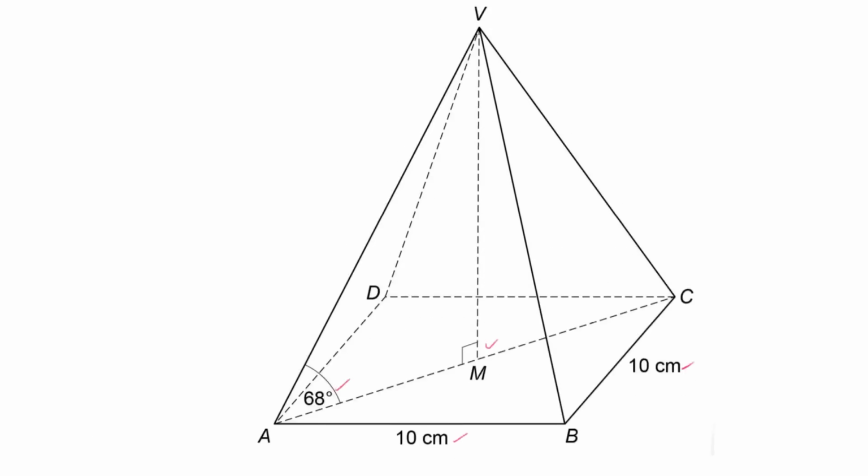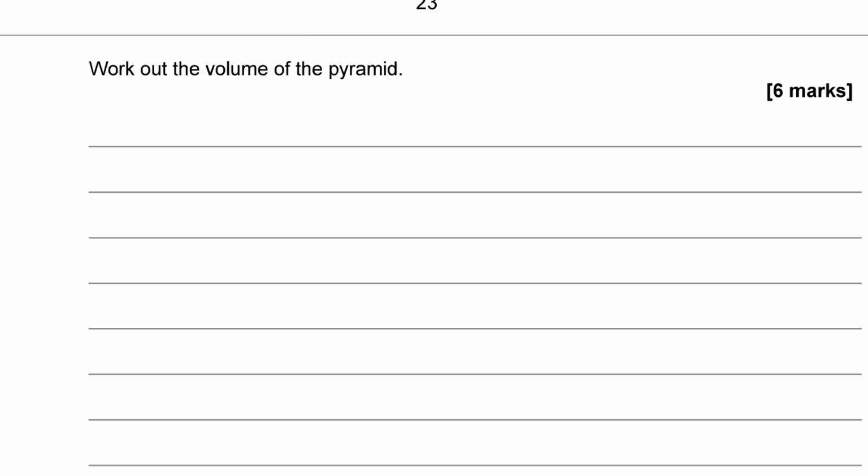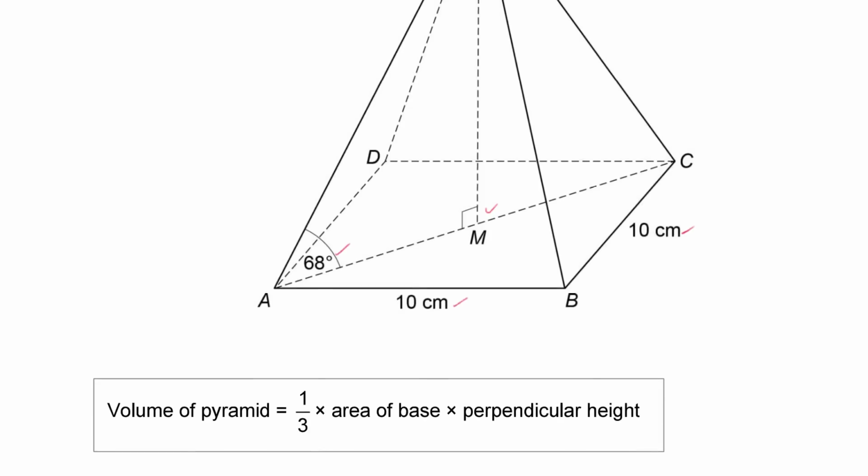Now, what do we need to do? Well, what's the question? Is there a question? No, over the page. Work out the volume of the pyramid. Okay. Right, so I know that the volume of the pyramid is a third of the area of the base times its perpendicular height. Now, the area of the base is no problem because the base is a square, and I know both sides, so it's going to have an area of 100.